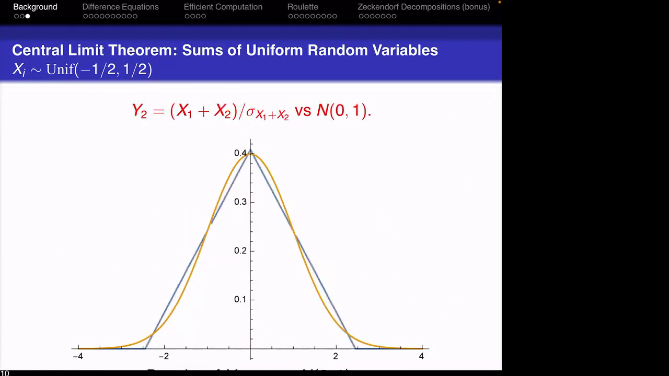If I look at the sum of 2 uniform random variables, adjusted so that the standard deviation of the sum is 1, you can see it's a nice triangle function. And this relates to what we talked about with rolling dice.